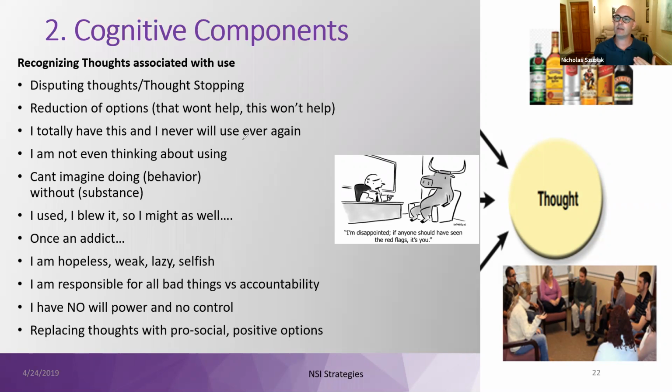And then the kind of opposite side of that is if a patient returns to use, they say, I used it, I blew it, so I might as well just keep on using, or use even more and more, and use that thinking as a way to catastrophize the situation. We hear patients say, I'm hopeless, I'm helpless, I'm weak, I'm lazy, I'm selfish. And helping patients dispute that, instead of globalizing that view of themselves, looking at that thought, disputing it, and peeling back from it. And really shifting.